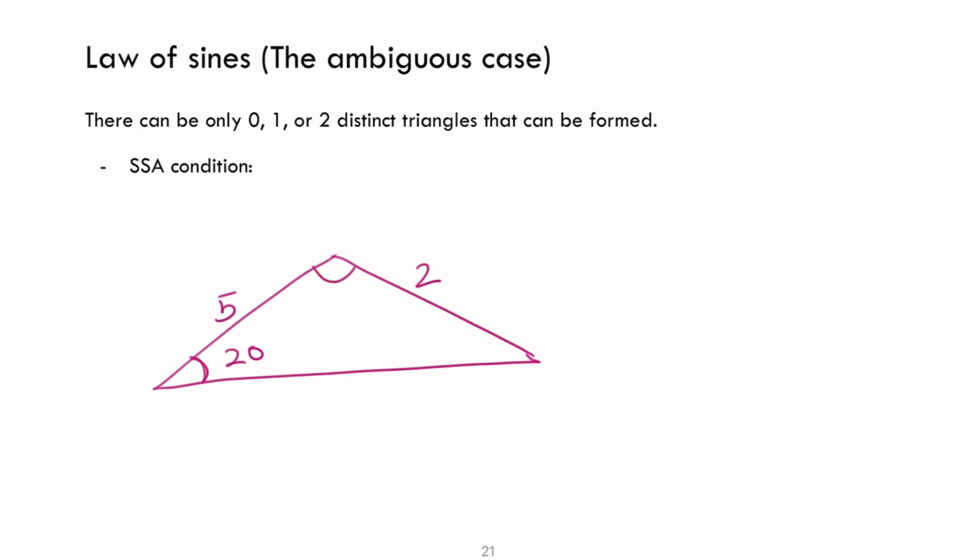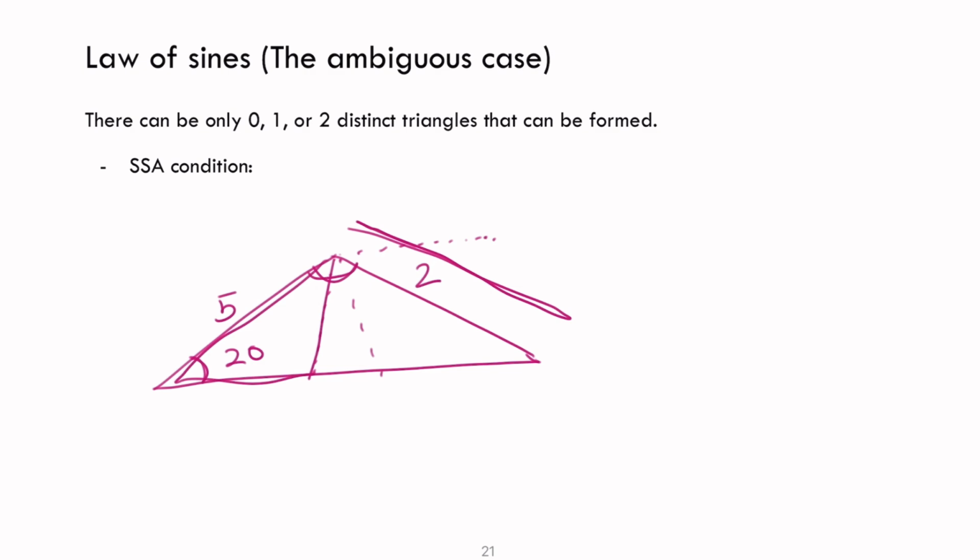We're not given this angle, so that means that this side length right here, the 2, it could be right here, or it could be right here. Since we're not given what angle it is, we don't know how many triangles it can form, because it could be forming this triangle right here or the larger triangle.